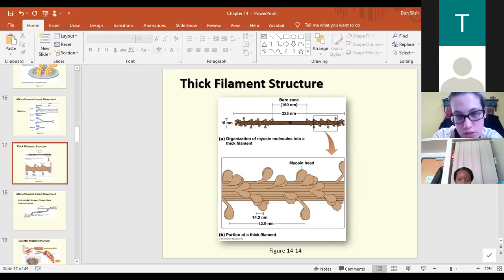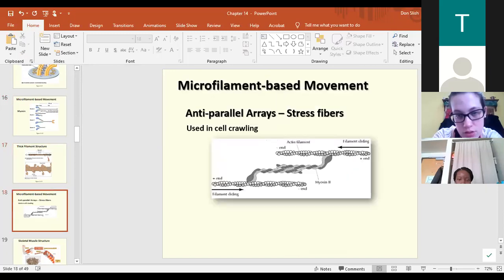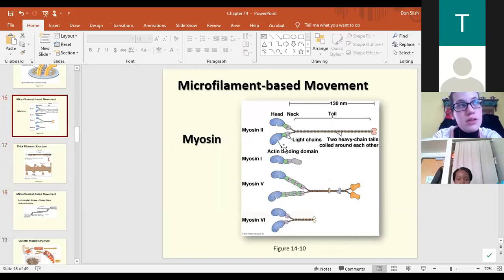Also, when we talked about stress fibers and cell crawling, you've got myosin tails interacting with each other in an anti-parallel way. And that then cross-links two different stress fibers. And when the myosin walks along the stress fibers, it pulls them together and you get shortening of the cell. So we've got the structural tail, the hinge region, the head where all the activity is.